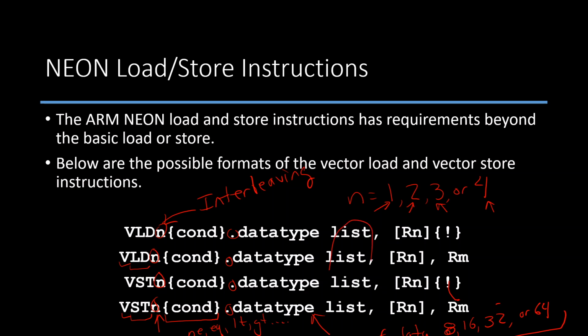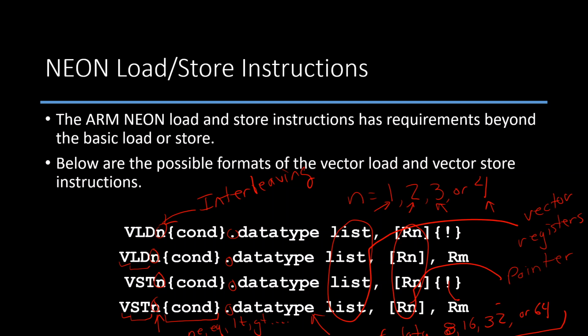And then the list here is going to be identifying the vector registers. So you're going to get a list, and the list may include more than one register, but it's going to be a list of all the registers that you're going to load with the values you're pulling from memory or store from with the values you're writing to memory. Rn is the pointer to the location in memory that we're interacting with.